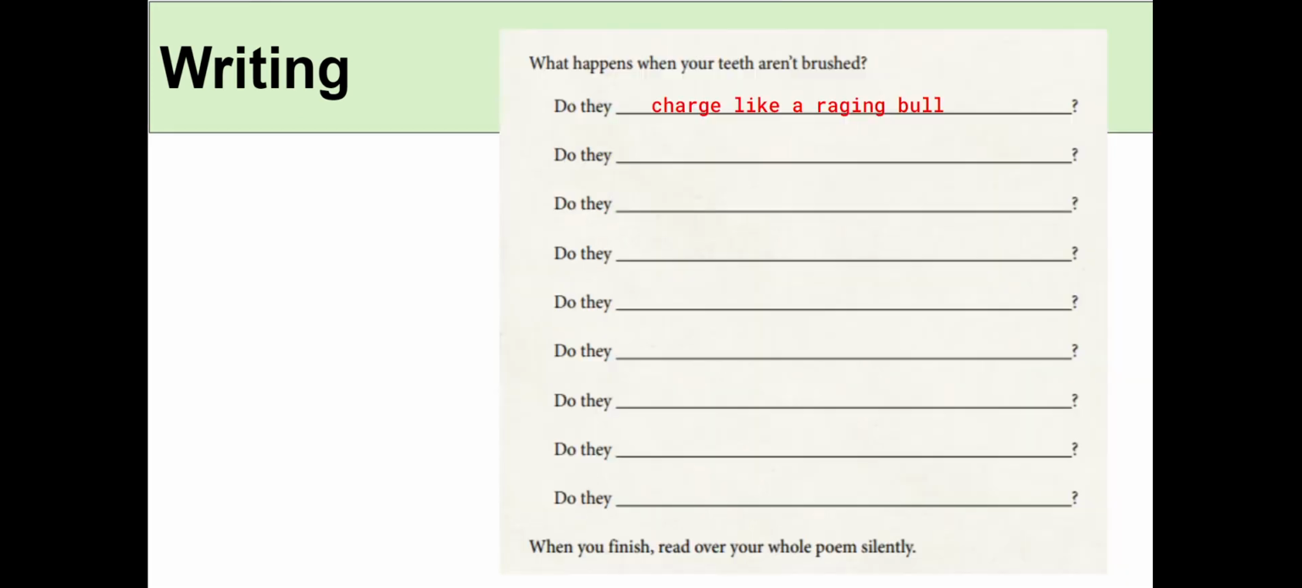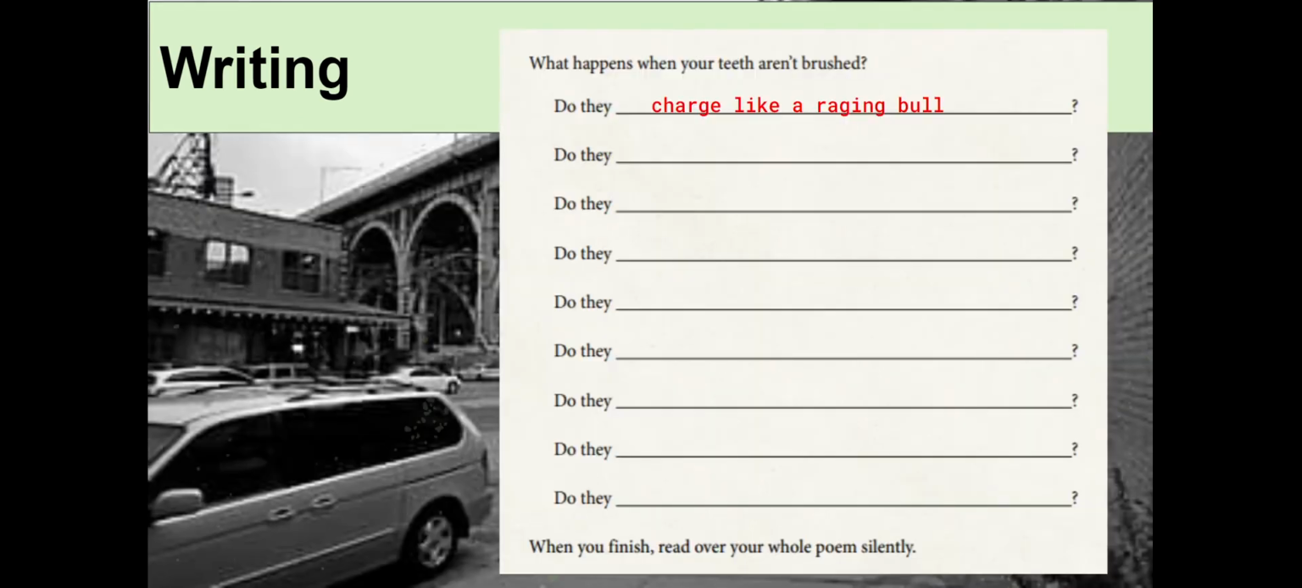So let's take a look at that example for charge. Your page looks like this, of course, not with the first thing filled in, but it gives you that question. What happens when your teeth aren't brushed? And we're going to use that repetition of "Do they" to start every question. And so I'm using charge. "Do they charge like a raging bull?" So I would think about something that charges, and I thought of the animal of a bull. And obviously a bull at rest isn't going to be really aggressive, but if it's raging, if it's running, those could be examples of adjectives.